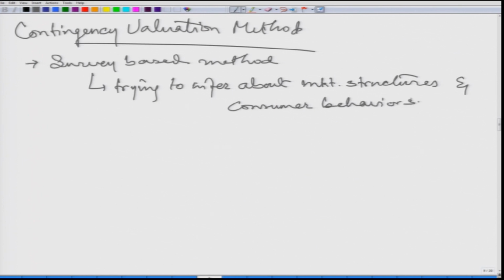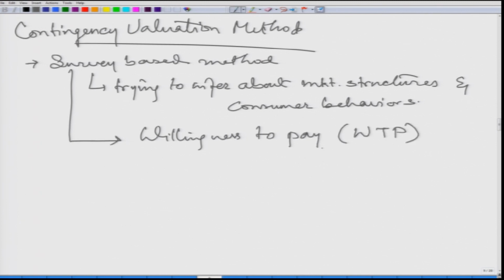Right? And in this survey based method, we collect information on willingness to pay and willingness to accept. Willingness to pay is the most accepted one. And what does willingness to pay say? That to avail a particular benefit, if the government or some private organization gives you this benefit, how much would you like to pay? That is generally known as willingness to pay.